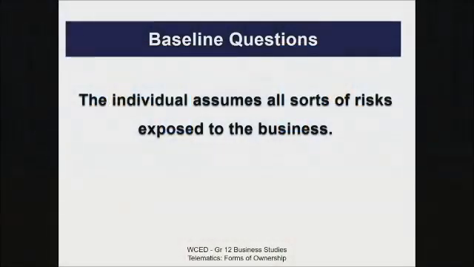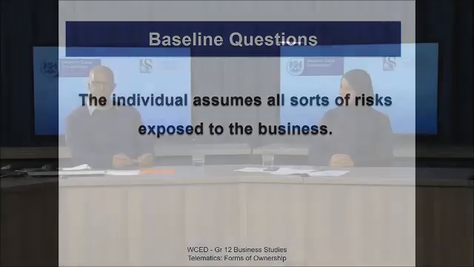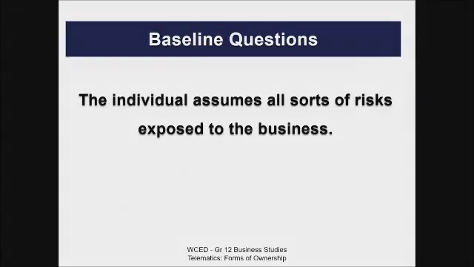Let's see quickly, how much do you remember of your grade 10 and 11 work? Are we going to do some baseline questions? This question requires the learners, not the teachers, to tell us which form of ownership we are referring to when we say that the individual assumes all sorts of risks exposed to the business. Now, that word individual is already a clue, a giveaway. And that's what they should do in exams or any test: look for clues, look for keywords.